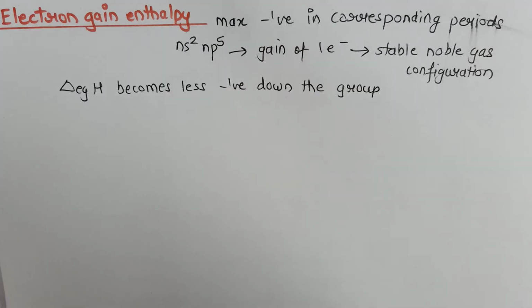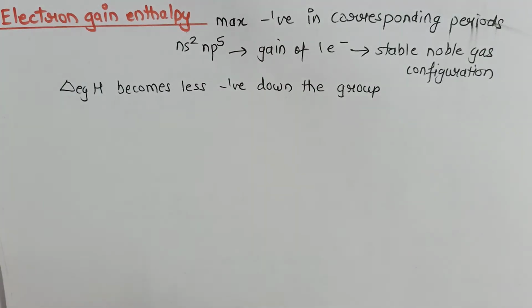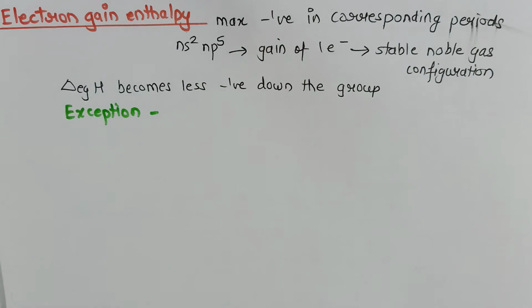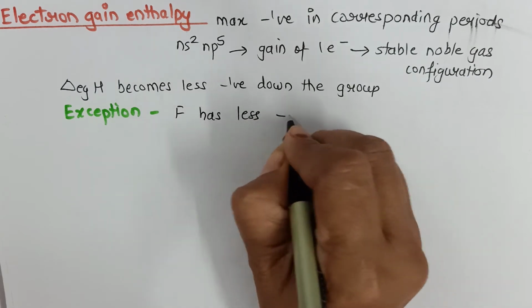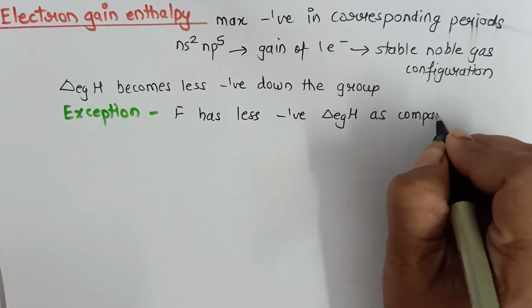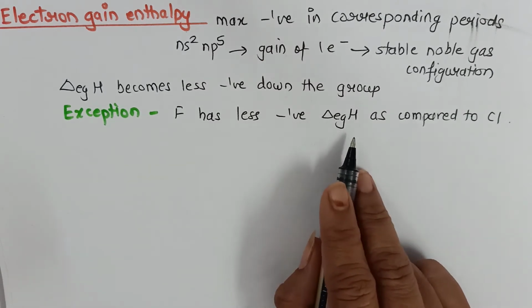But here there is an exception to the rule that electron gain enthalpy becomes less negative down the group. This exception is of fluorine and chlorine. Fluorine has a comparatively less negative electron gain enthalpy than chlorine. Actually, chlorine should have a less negative electron gain enthalpy than fluorine, meaning chlorine would accept an electron more easily, but the case is reverse. Fluorine has less negative electron gain enthalpy.